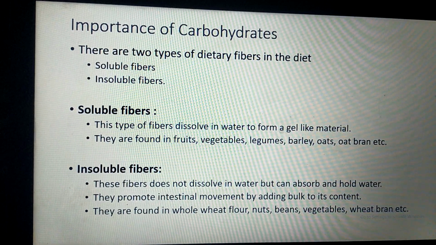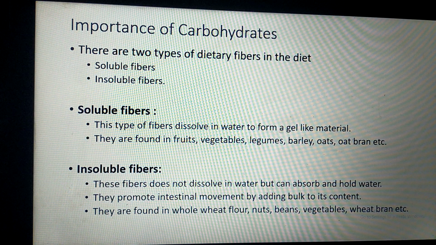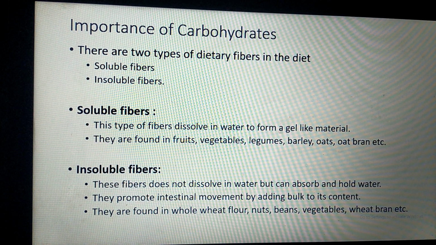There are two types of dietary fibers: soluble dietary fibers and insoluble dietary fibers. Soluble dietary fibers, as the name suggests, dissolve in water and form a gel-like material. They are found in fruits, vegetables, legumes, barley, oats, oat bran, etc. Insoluble dietary fibers do not dissolve in water and therefore they cannot be absorbed, but they are present in the intestine and hold water. They promote intestinal motility by adding bulk to its content. When bulk of the food is not absorbed from the intestine, the intestinal motility automatically increases. They are found in whole wheat flour, nuts, beans, vegetables, fruit bran, etc.